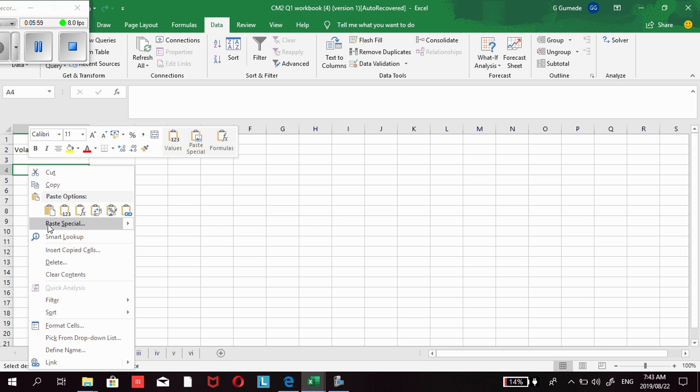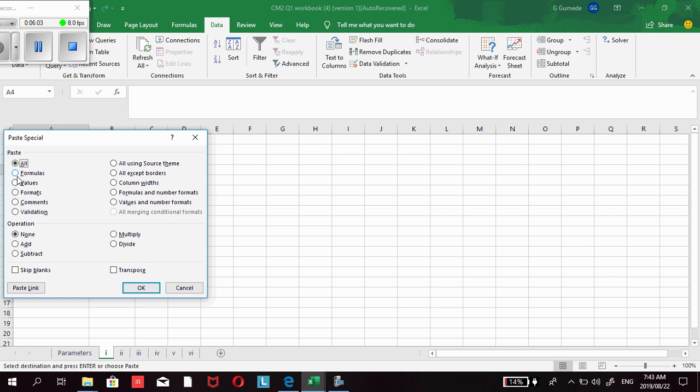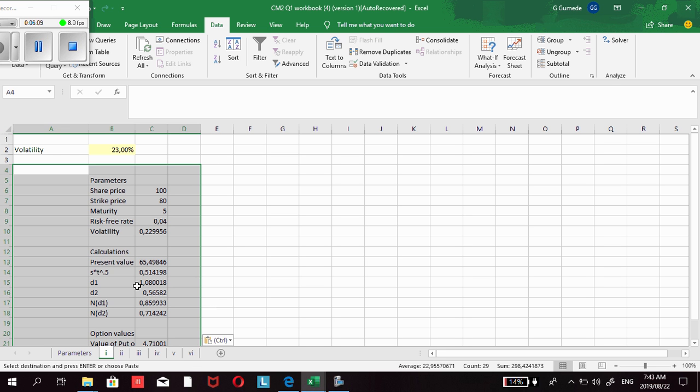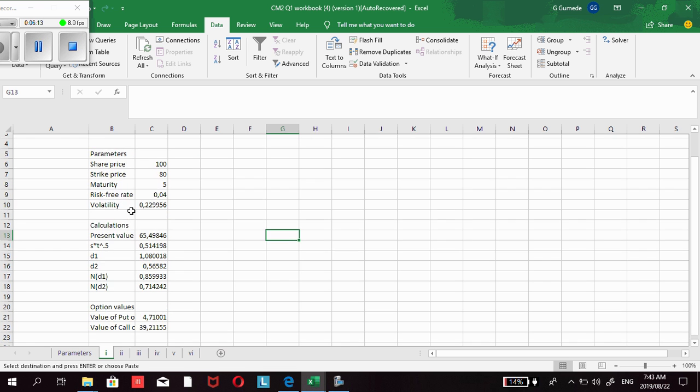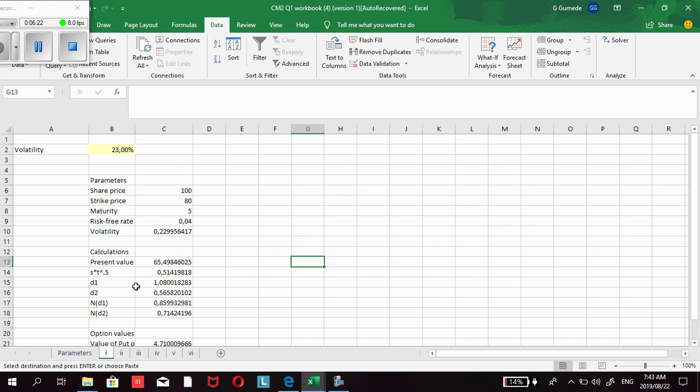I'm going to go to paste special, and I'm going to paste formulas. I'm pasting formulas because I need that, and I'm going to press OK. And there you see my workings laid out nicely for the examiner to see my calculations. So that is part 1 of the question.